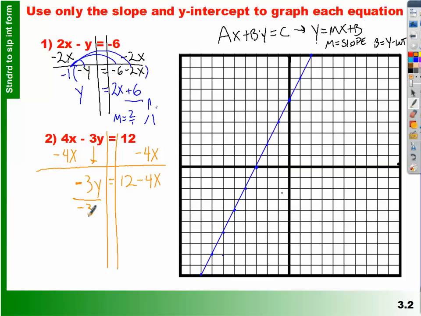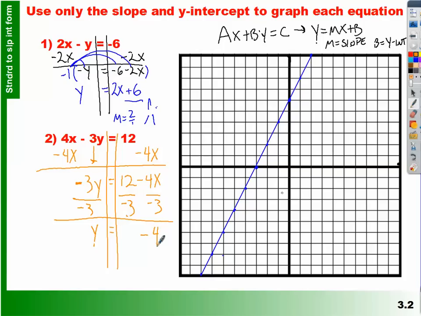Now the trick here is you have to divide everything by negative 3. So I typically like to write it like this so that I'm reminding myself that the 12 gets divided by negative 3, the negative 4x gets divided by negative 3. So negative 3y divided by negative 3 is just y. 12 divided by negative 3. Well, a positive divided by a negative is a negative. 12 divided by 3 is 4.